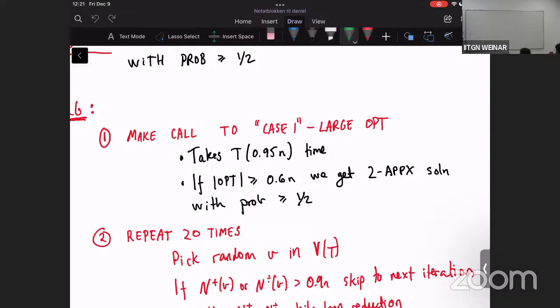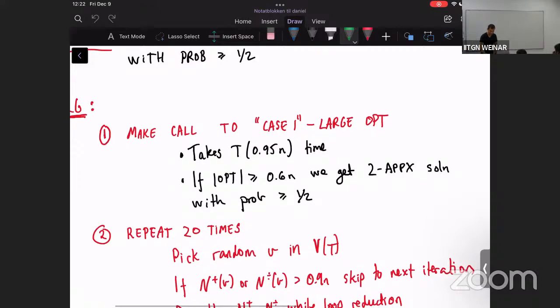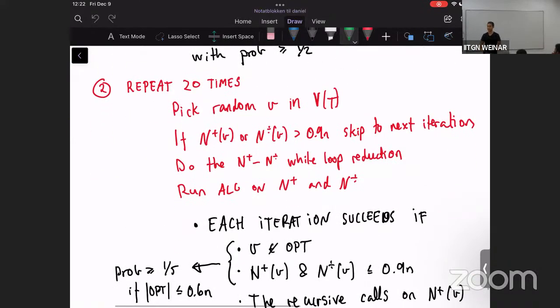Okay, if the size of opt is at least 0.6n, I make one recursive call. That recursive call succeeds with probability 1/2. And if that recursive call succeeds, then this recursive call succeeds too. So great, if opt is at least 0.6n, this recursive call succeeds with probability at least 1/2. So now there is only the interesting case left, which is what if opt is relatively small?